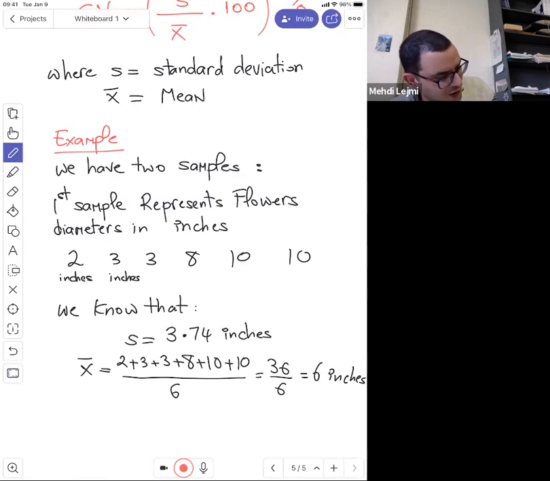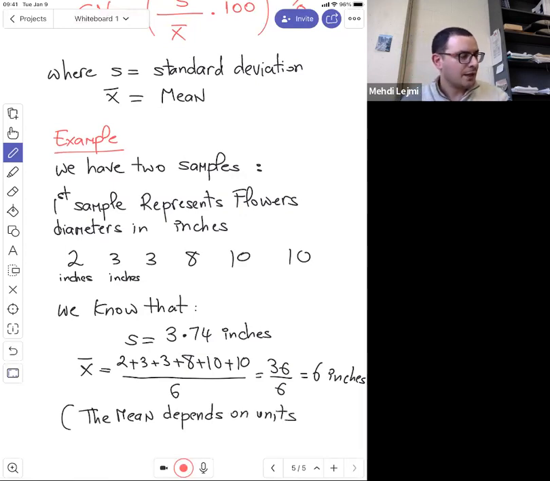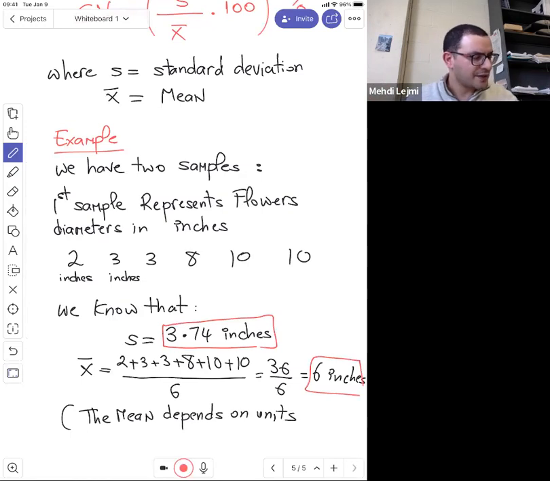Okay, so just to emphasize here, the mean depends also on the units. Right. Anyway, so this is your S. It's 3.74 inches. This is your mean. It's actually 6 inches. Okay. This is my first sample. Now, what's the coefficient of variation of this first sample?